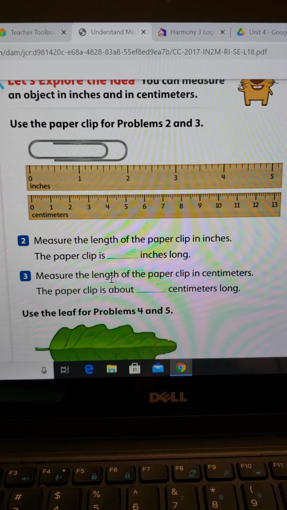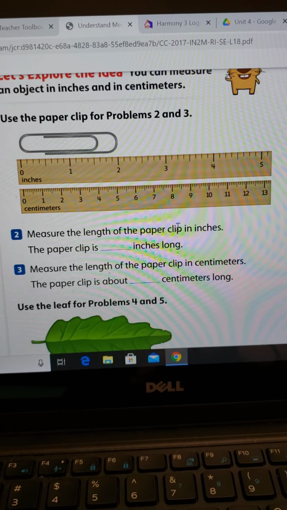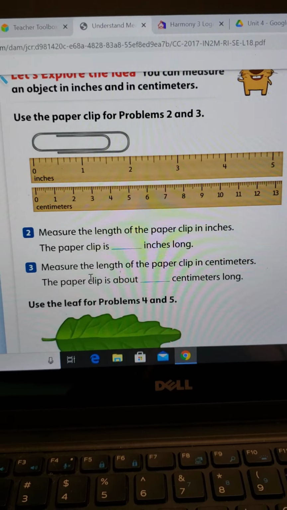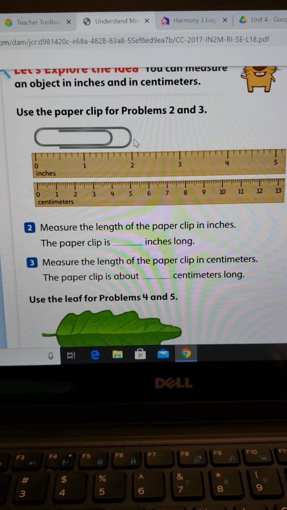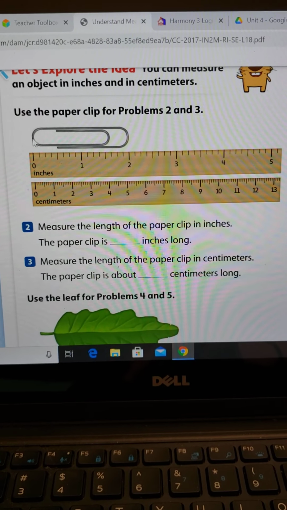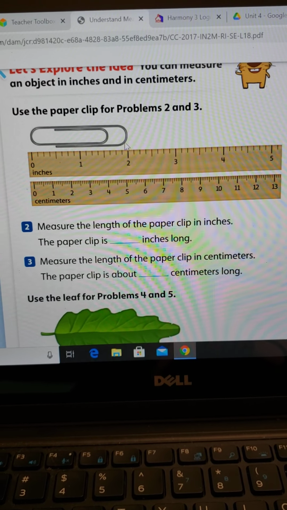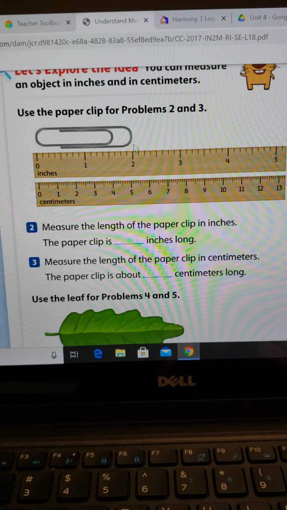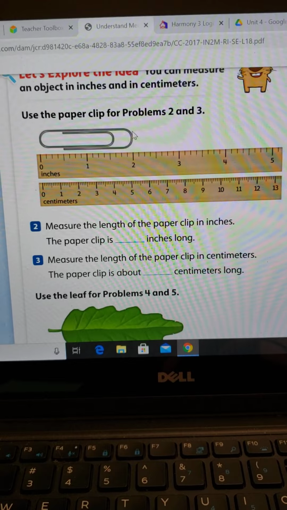So let's take a look up here at the top. We're going to use this picture for problems 2 and 3. There is a picture of a paper clip. Remember yesterday, we said there are 3 rules for when you're measuring something. Rule number 1 is it has to line up with the 0. Perfect. Check. Then we take a look at the other end and see what number it lines up with. It lines up with the 2.